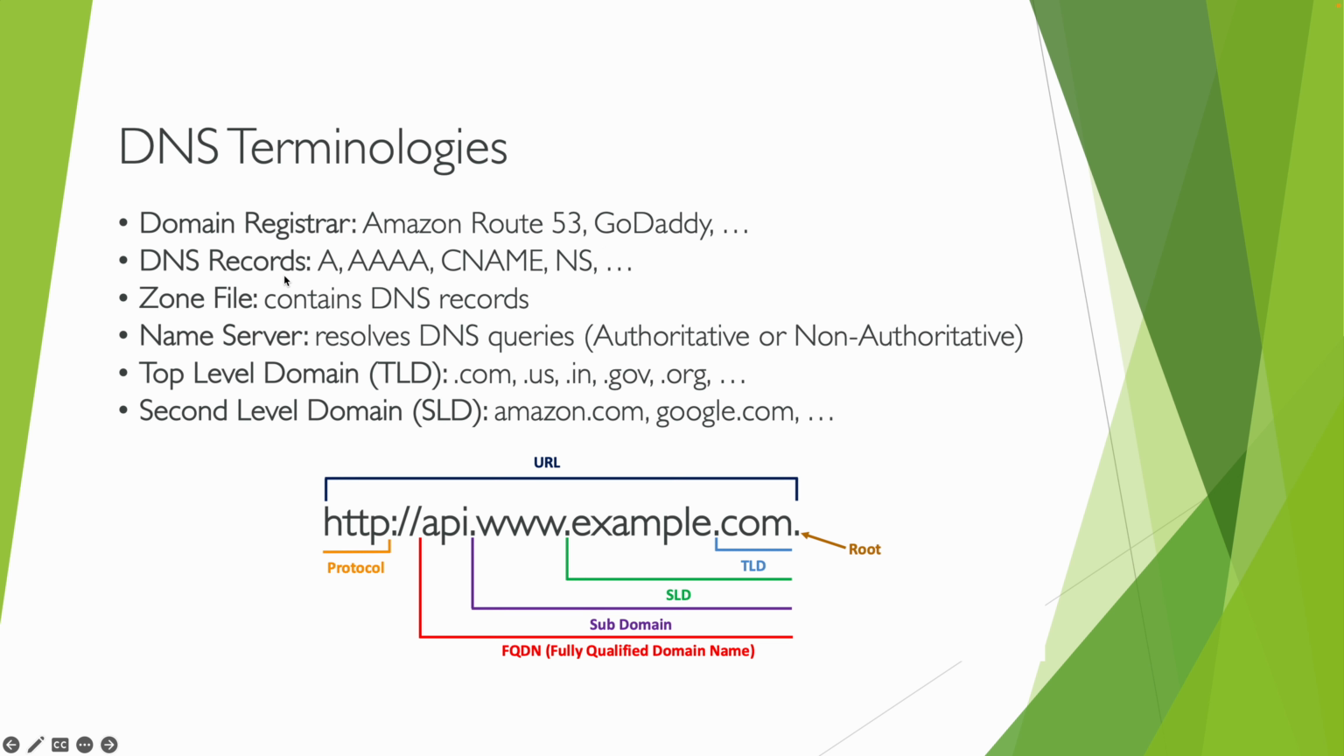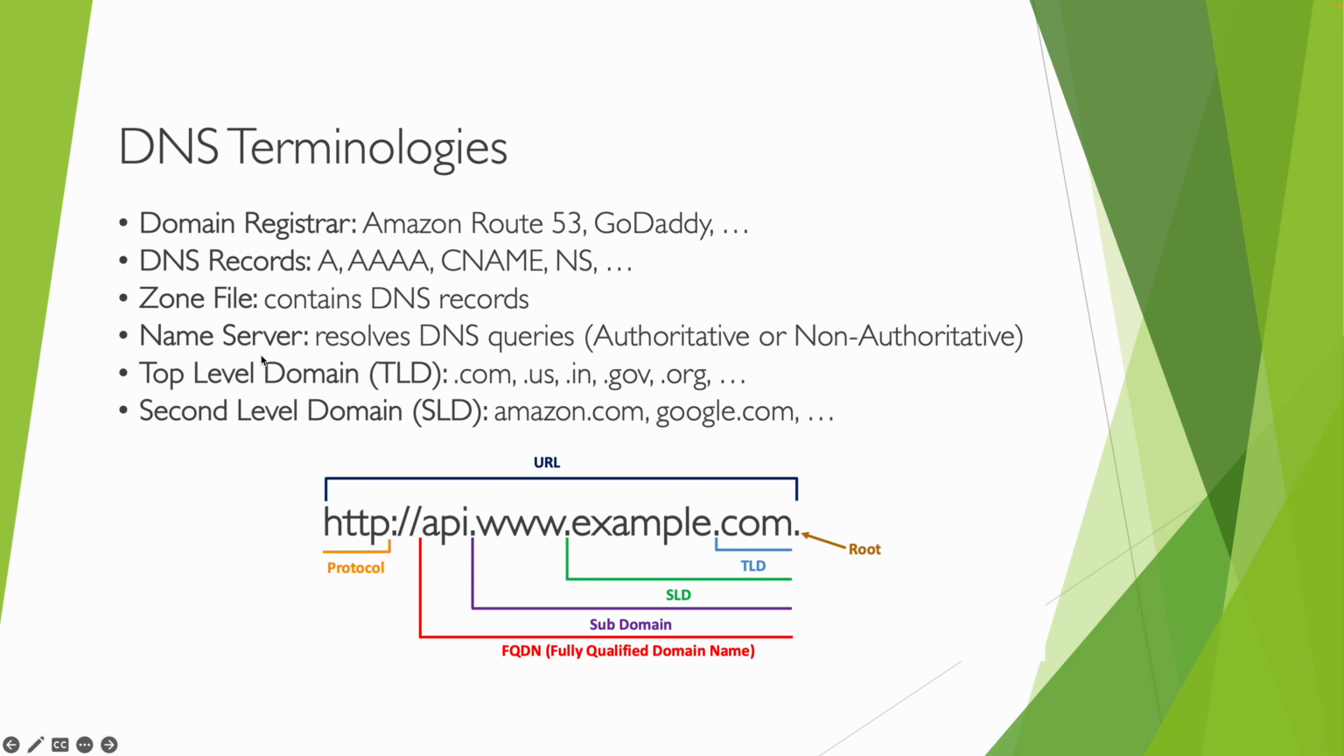DNS records. There are different types of DNS records: A, quadruple A, CNAME and NS. There are many more DNS records, but we will mostly concentrate on these four. And zone file: a hosted zone file contains DNS records. We'll see everything one by one in our hands-on session, but you need to understand the terminology, that there are some DNS records for each domain name.